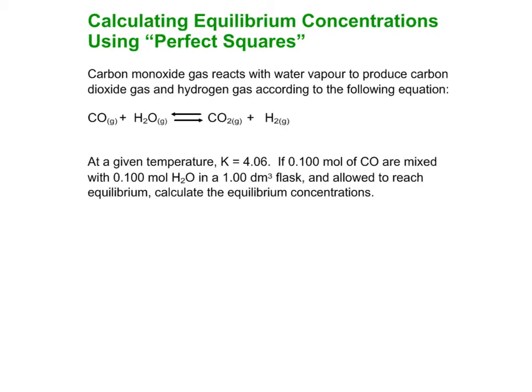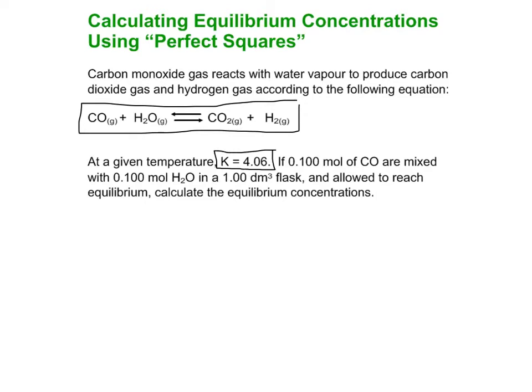Both of the examples in this video are going to look at solving for equilibrium concentrations given a Kc value. This first problem here, we've got carbon monoxide reacts with water to form carbon dioxide and hydrogen. It says at a given temperature, the Kc value is 4.06.